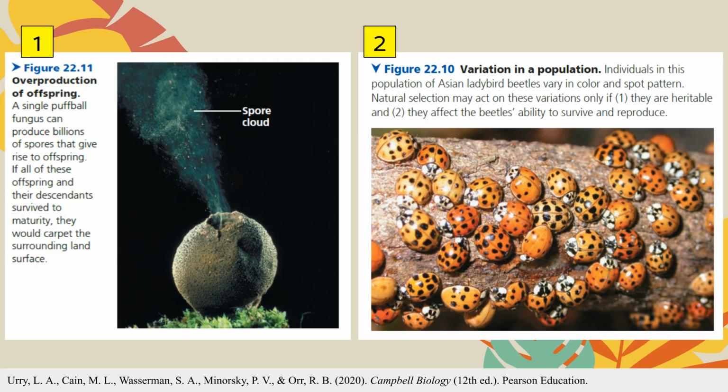This slide highlights two key conditions for natural selection. First, organisms produce more offspring than can survive, which leads to competition. Second, individuals within a population show variation in traits such as color or pattern.